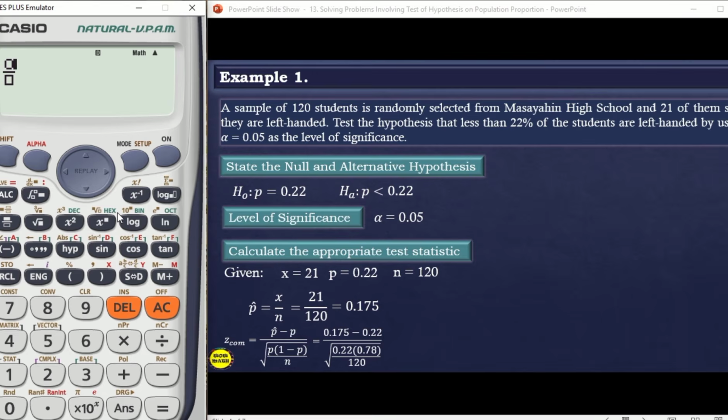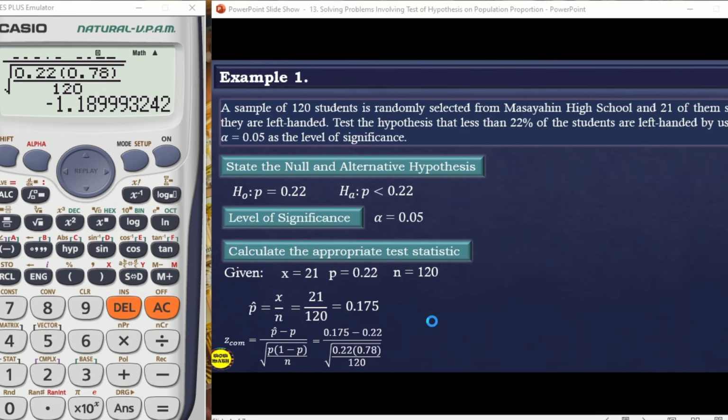So 0.175 minus 0.22. Then sa baba, yung square root natin bago pindutin yung fraction bar. So 0.22 times, since 0.22 yung population proportion natin, yung Q natin dito, so 1 minus P yun, di ba? So 1 minus 0.22, that is 0.78. So 0.78 all over 120 yung N natin. And then equals, so that is negative 1.